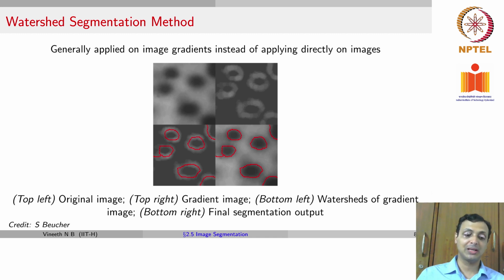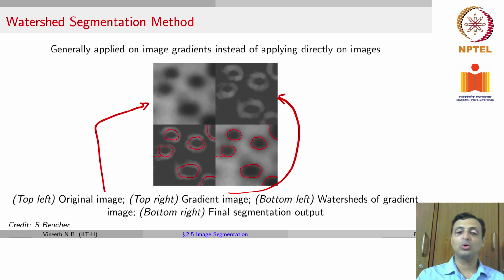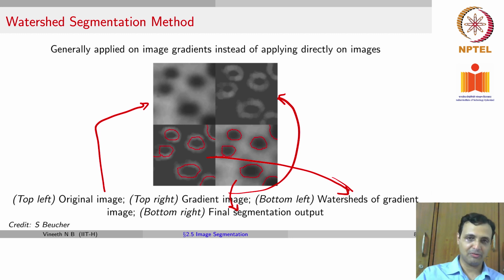Just to give you a visual example, the original image is this one. We ideally want to group the pixels. So you first take a gradient image. Now you know how to take a gradient image: you run an edge filter on the original image. So now the watersheds of your gradient image are given in your bottom left image, and you finally refine and get your segmentation output and put it back on the original image in the last image. A simple method, but works rather effectively.